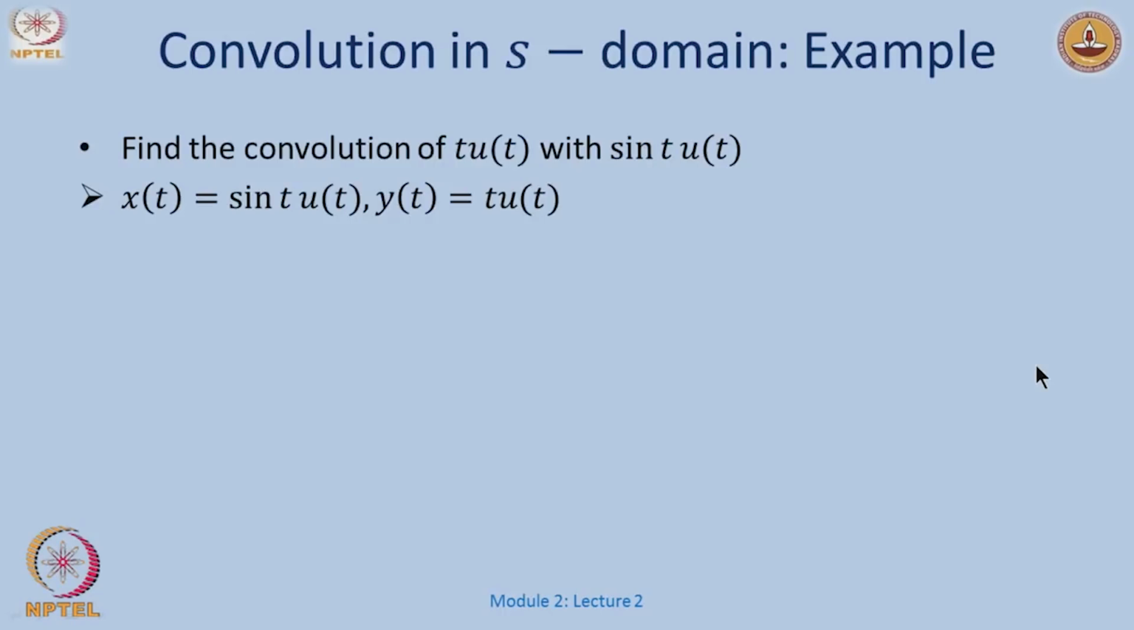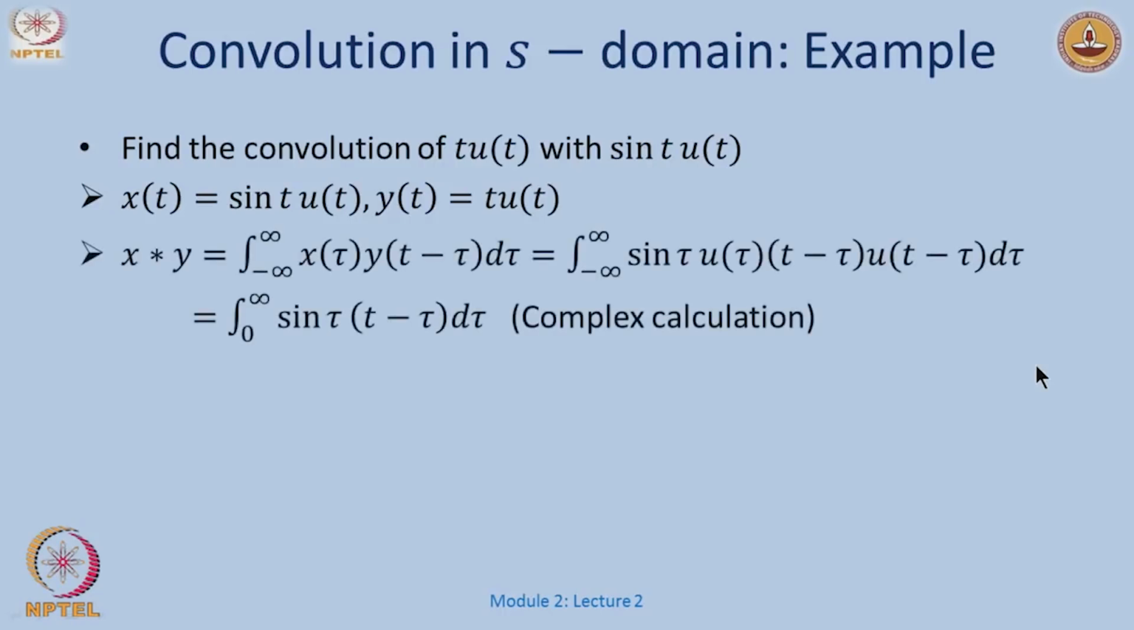Okay. So, as an example, right. I want to find the convolution of a signal t u of t with sin t u of t. This is like the unit step, right. This is like t and sin t. So, x of t is sin t u of t and y of t is t times u of t.